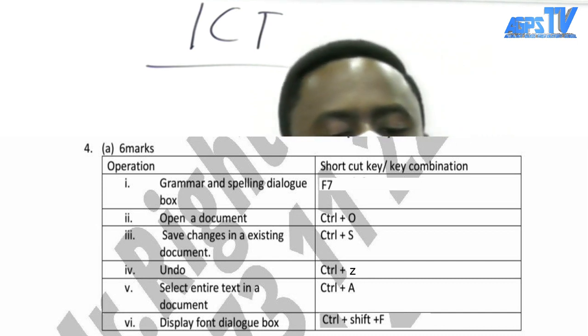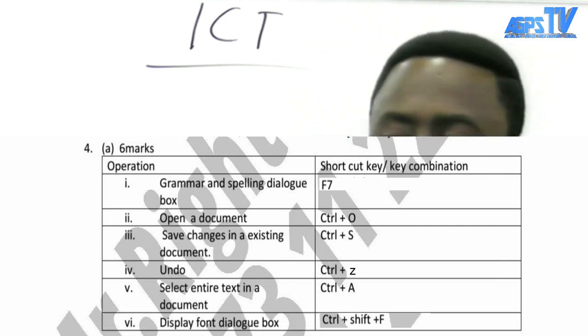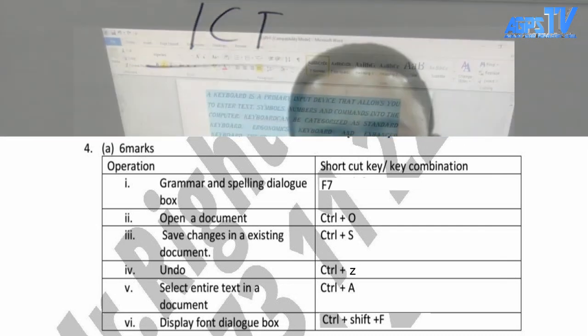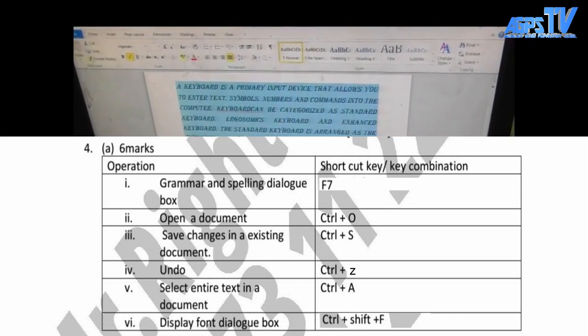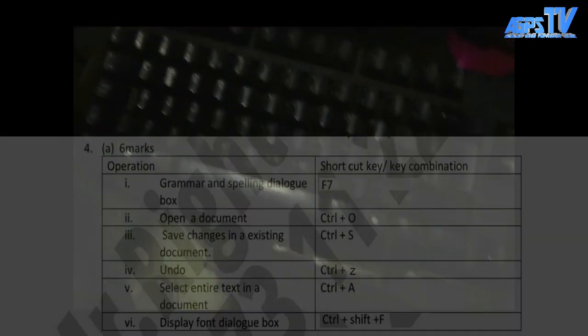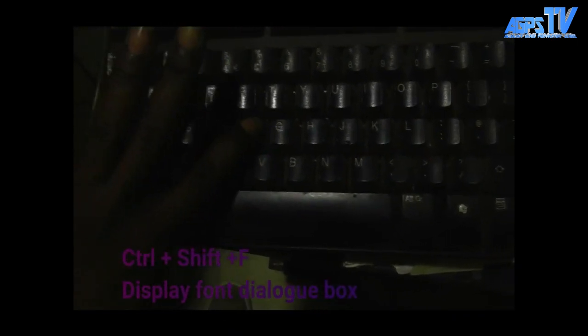Now our next operation is VI, display font dialog box. Our keyboard combination for that is Control plus Shift plus F. Let us see how it is carried out. Control plus Shift plus F.